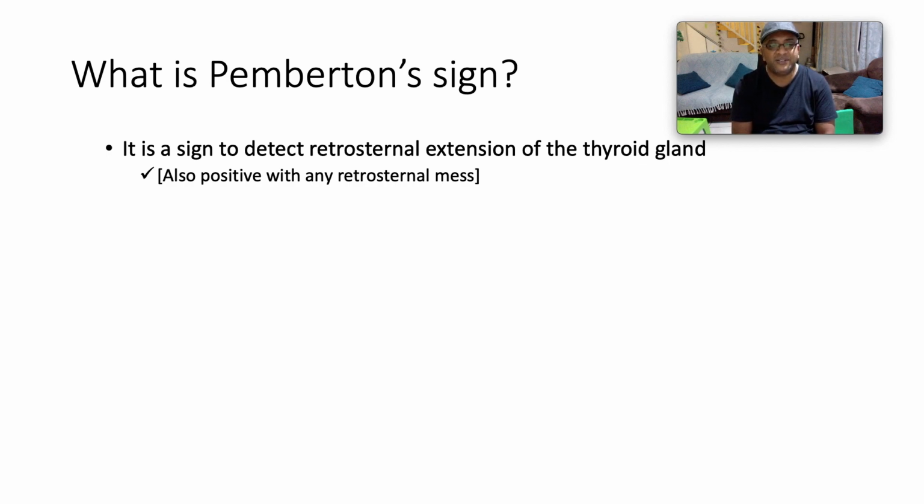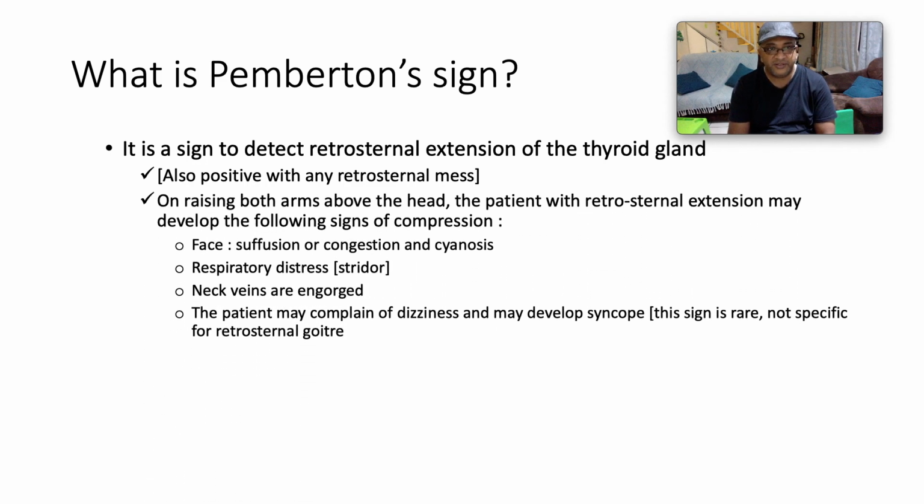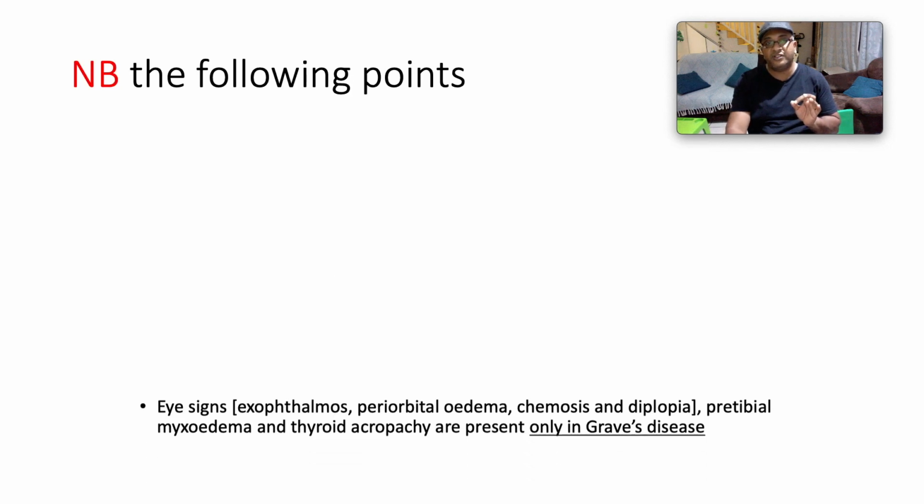It is a sign to detect retrosternal extension of the thyroid gland. It's also positive with any retrosternal mass, right? So like we said, you ask the patient to raise both arms above the head, and patients with retrosternal extension may develop the following signs of compression. So there'll be, in the face, there'll be suffusion or congestion and cyanosis. There'll be respiratory distress, and the patient often becomes stridulous. The neck veins become engorged, and the patient may complain of dizziness and may develop syncope. This sign is rare, but is not specific for retrosternal goiter.